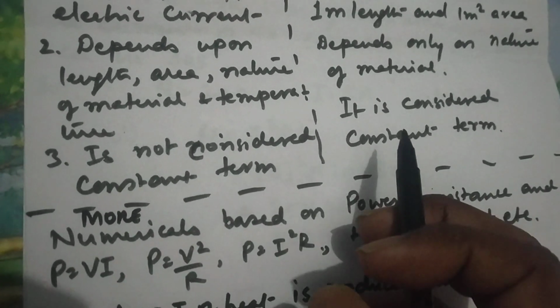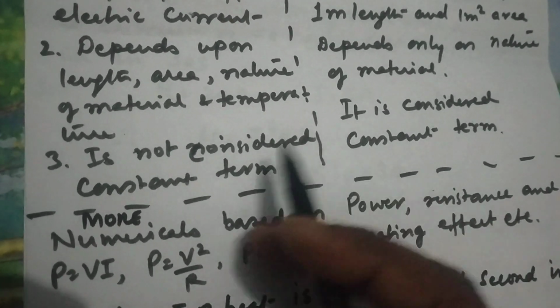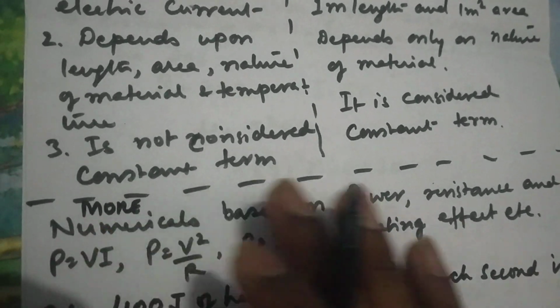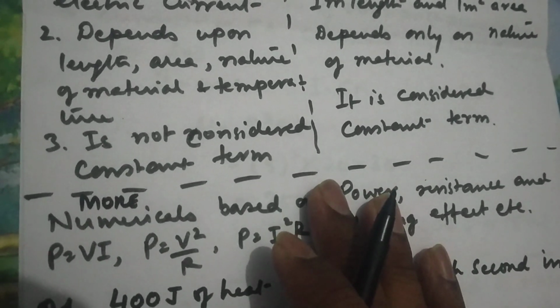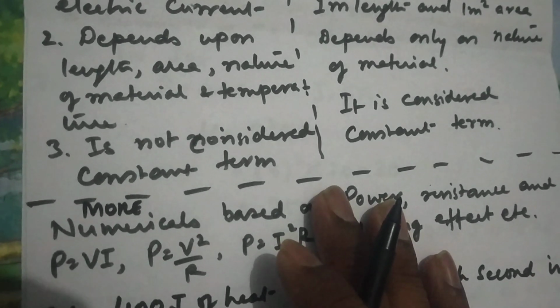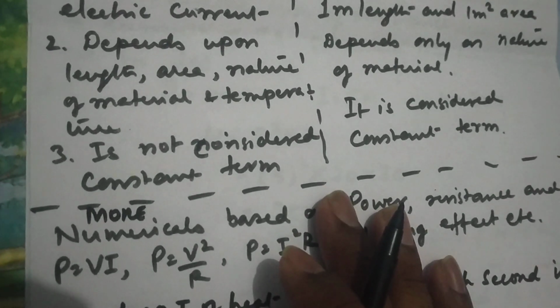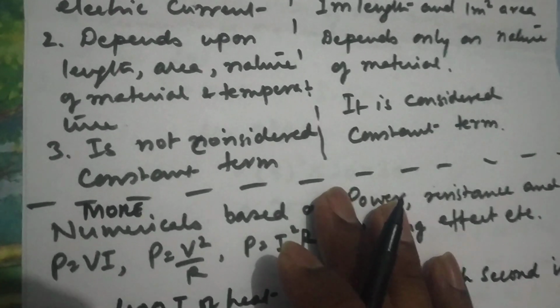Please go through this video 2 or 3 times so you understand the difference between resistance and resistivity. So in totality we can say that resistance depends upon one more factor, that is temperature. If the temperature increases, the resistance also increases. If the temperature decreases, the resistance also decreases.